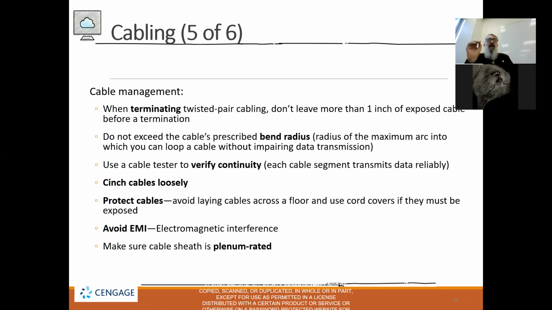Avoid EMI, electromagnetic interference. So don't put your cables too close to powered devices. Don't put them next to your microwave, but also your hairdryer, anything that's got a motor in it like that. And computers do too, right? They've got little fans and stuff. So try and keep the cables away from all of those. Use plenum rated cables for cables that are going to be, as it says, put away.